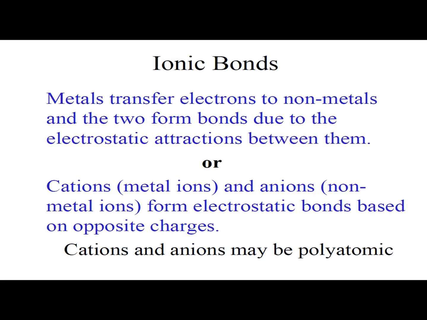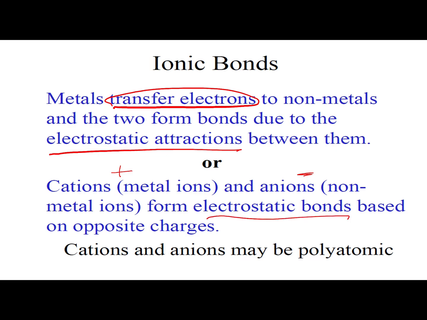So just to remind you, with ionic bonding we're talking about a transfer of electrons. The metals are going to transfer electrons to the nonmetals, and then the two are going to form bonds because of electrostatic attractions. You can also say that cations, which are positively charged, and anions, which are negatively charged, form electrostatic bonds based on opposite charges. There's a note that cations and anions may be polyatomic. Generally, we see more anions. The one cation that we'll encounter frequently is the ammonium cation.